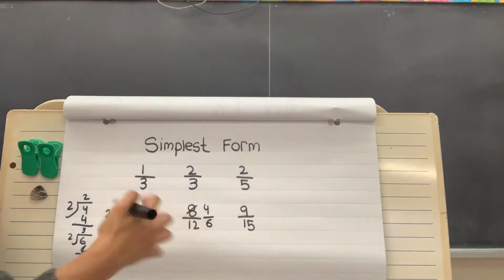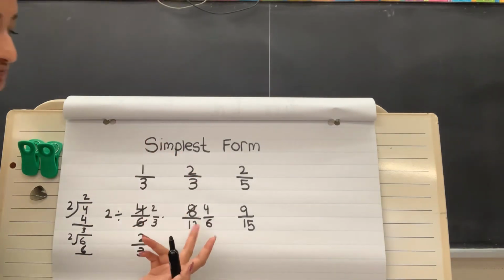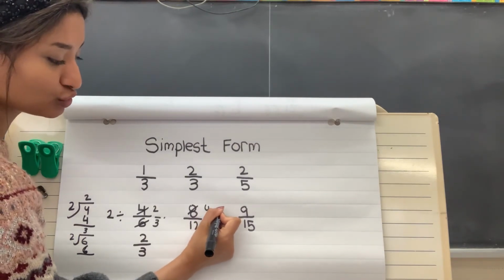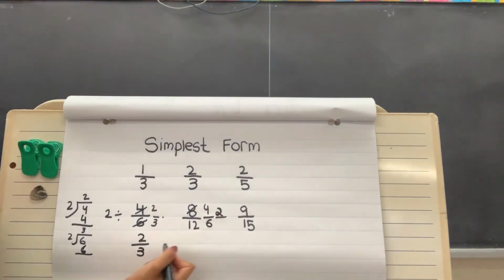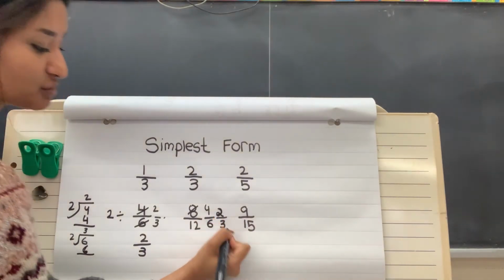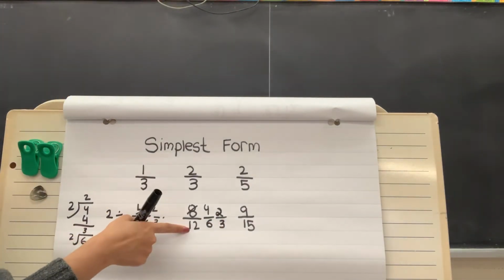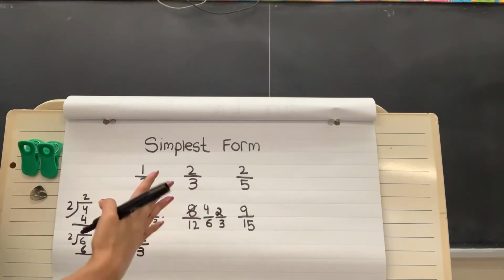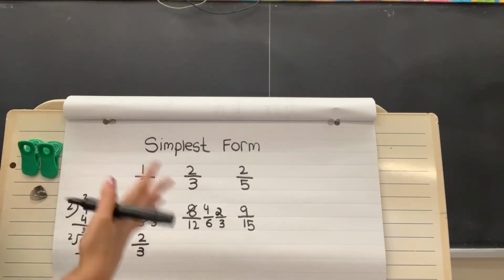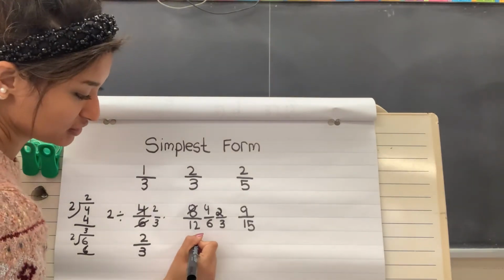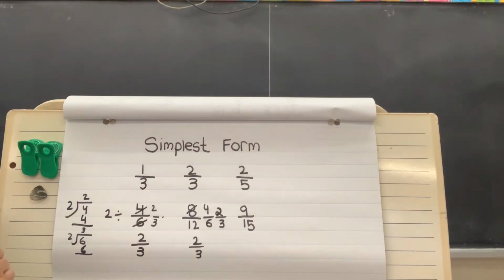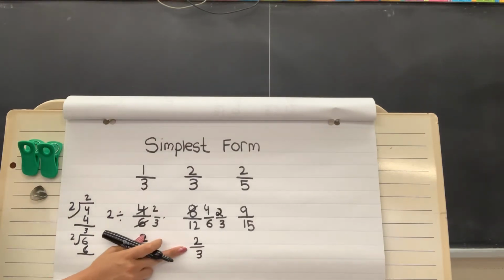4 over 6, again, starting with the 2 times table. So 2 times 2 gives me 4, and 2 times 3 gives me 6. So 8 over 12 in its simplest form, where we cannot break it any more, we cannot make it any simpler, 2 over 3 is its simplest form.